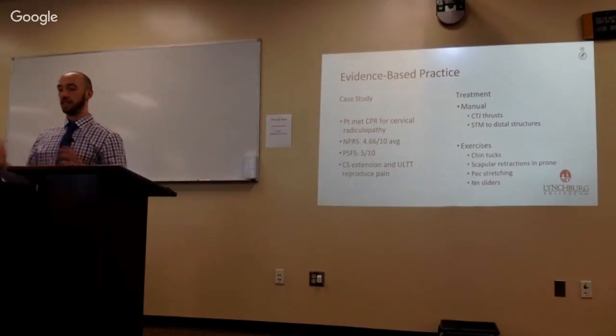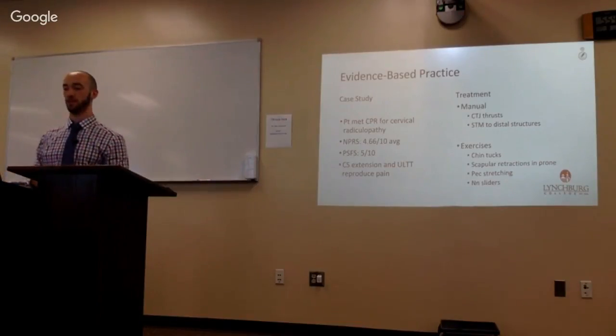There's a pretty good case study that looked at folks who met the CPR for cervical radiculopathy. These folks had an NPRS average of 4.66, which is almost exactly what our patient had, between 4 and 6. They used the PSFS, and for these folks, C-spine extension and upper limb tension test reproduced their pain, which is similar to my patient. Their manual treatment was cervical thoracic junction thrusts and soft tissue massage to distal structures. And they did exercises like chin tucks, scapular retractions, pec stretching, and nerve slides. After a period of treatments, these folks reduced their NPRS scores to 0 out of 10 and increased their PSFSs to 10 out of 10.